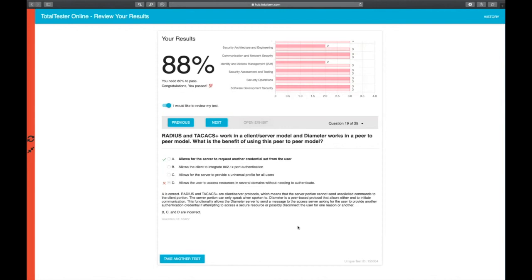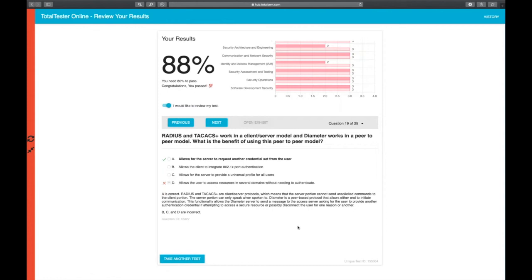And then 19, let's see here. Radius TACACS. Oh, wow. Yeah, this one's on me. That was the one I was going for first, but then it was a 50-50. I saw a user. Yeah. Allows a server to request another credential set from the user. So Radius and TACACS Plus are client server protocols, which means that the server portion cannot send unsolicited commands to the client portion. Okay, that's the key point there. The server portion can only speak when spoken to.